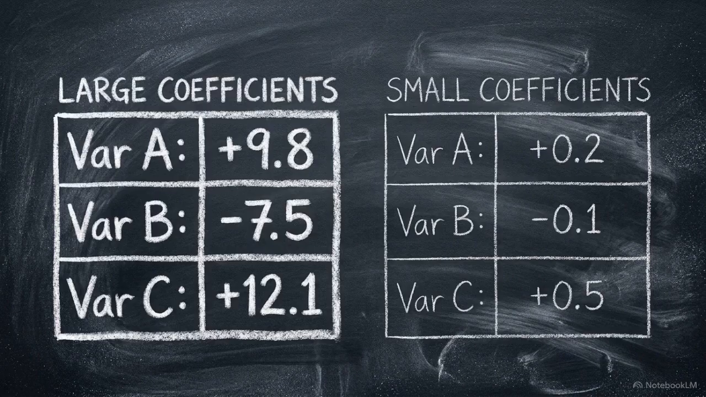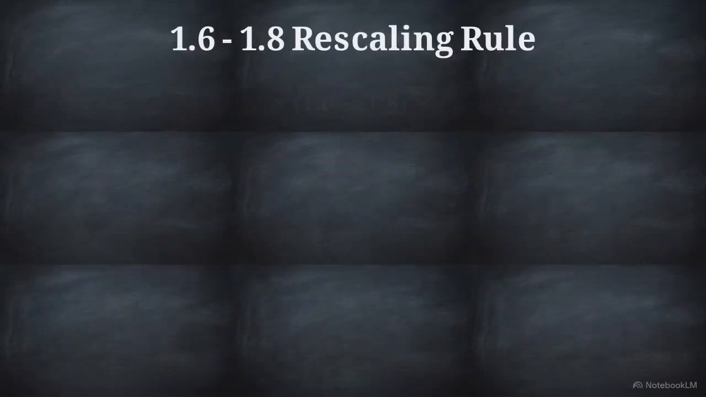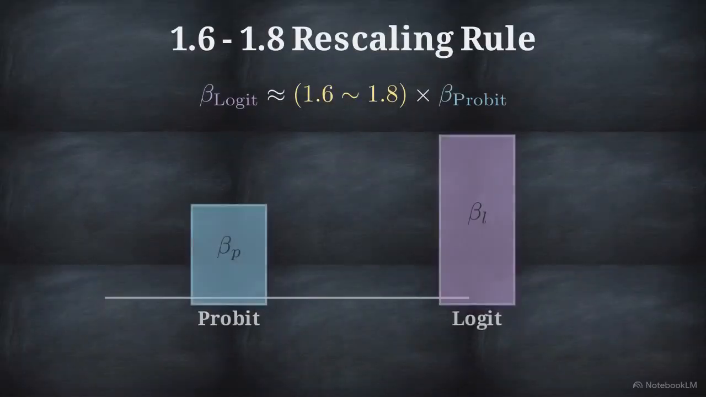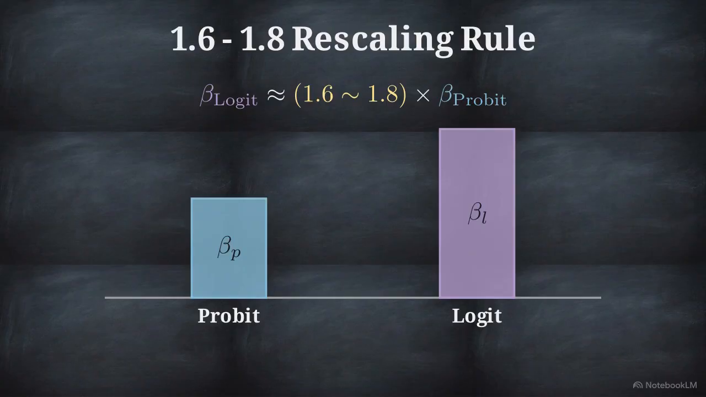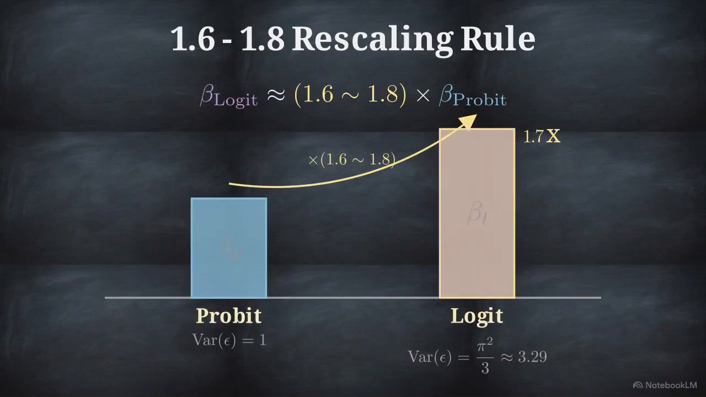Because the underlying scales of variance are different, you cannot directly compare a raw Logit coefficient to a raw Probit coefficient. Looking at this rescaling formula, to translate between the two, practitioners rely on a standard scaling factor. Because of the difference in variance, a Logit coefficient will be roughly 1.6 to 1.8 times larger than a Probit coefficient estimated on the exact same data.